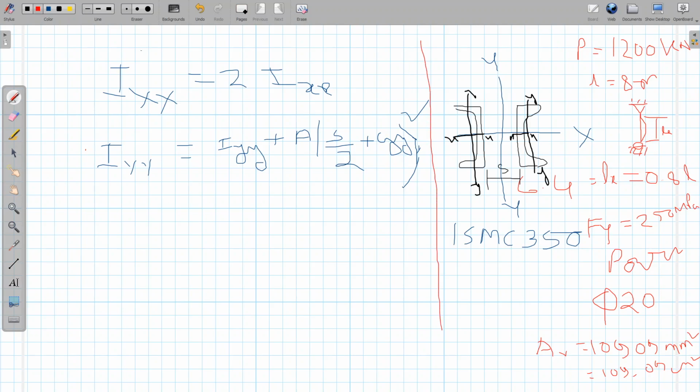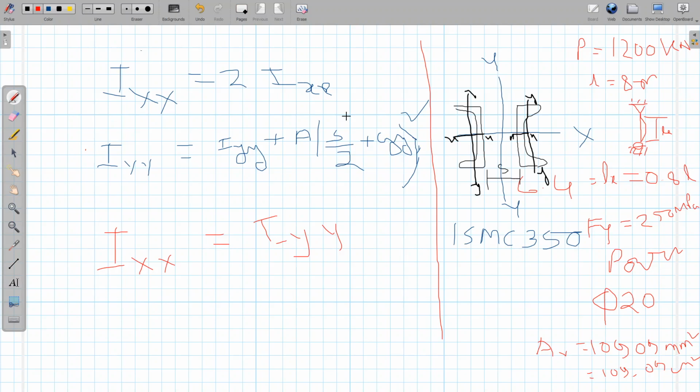Okay. So this will be the moment of inertia about the global y-axis. This is the moment of inertia about the global axis. Now our objective is to equate these two. If I equate these two, that means Ixx is equal to Iyy. From this equation, if I solve this, because the remaining parts are known to me, I will be able to know what the S value is.